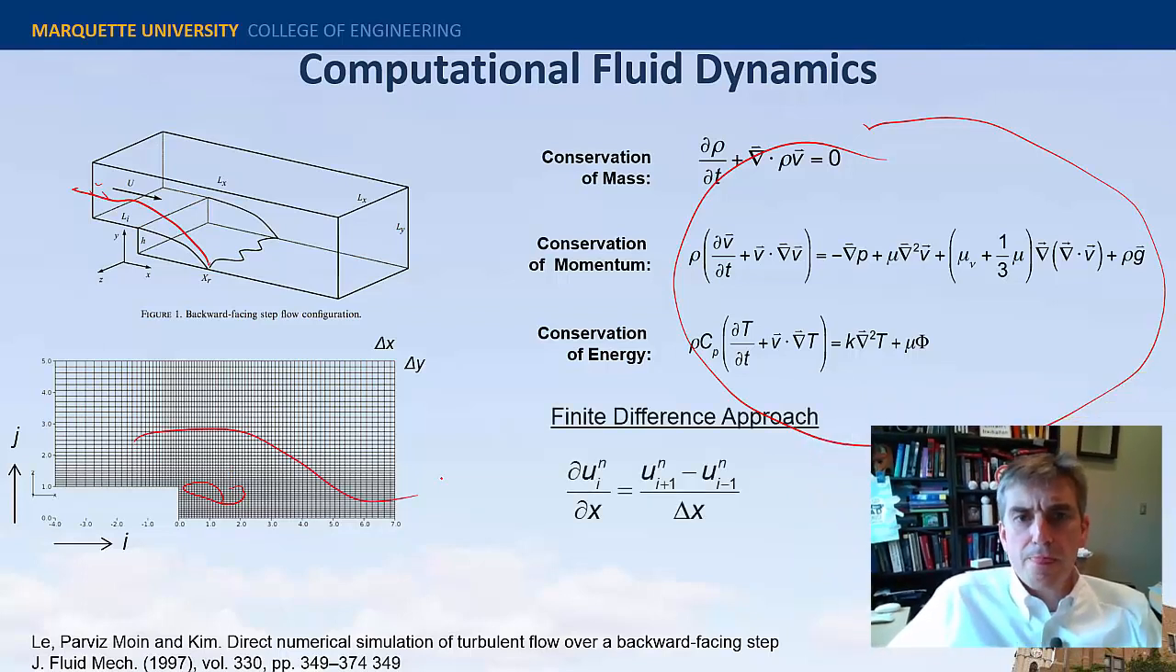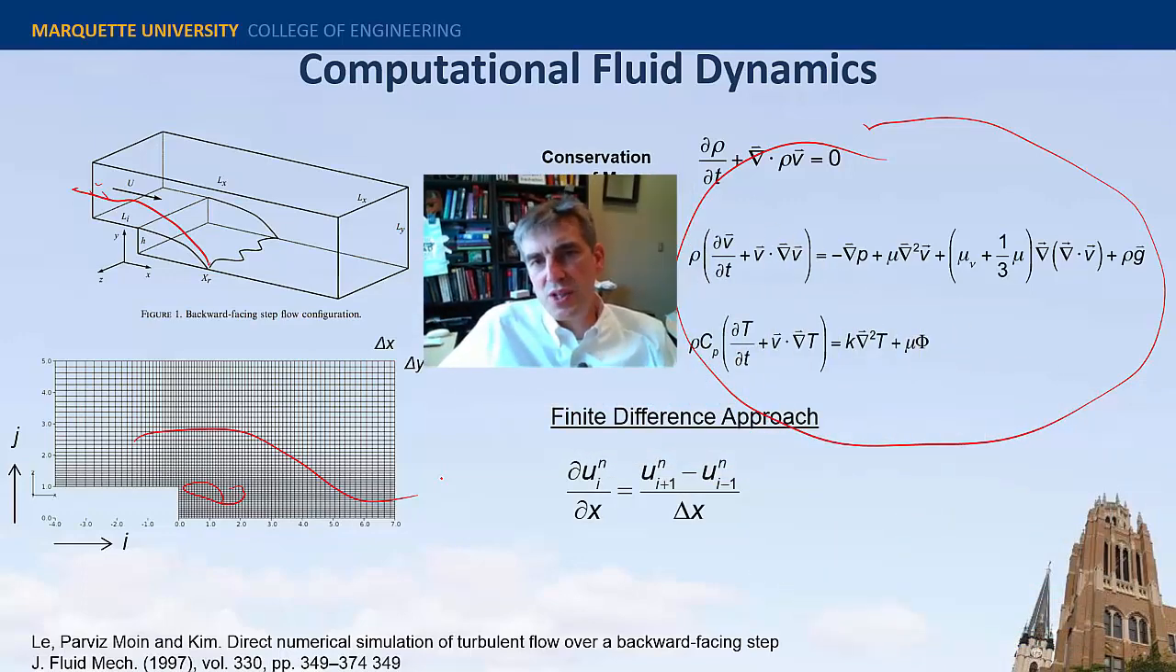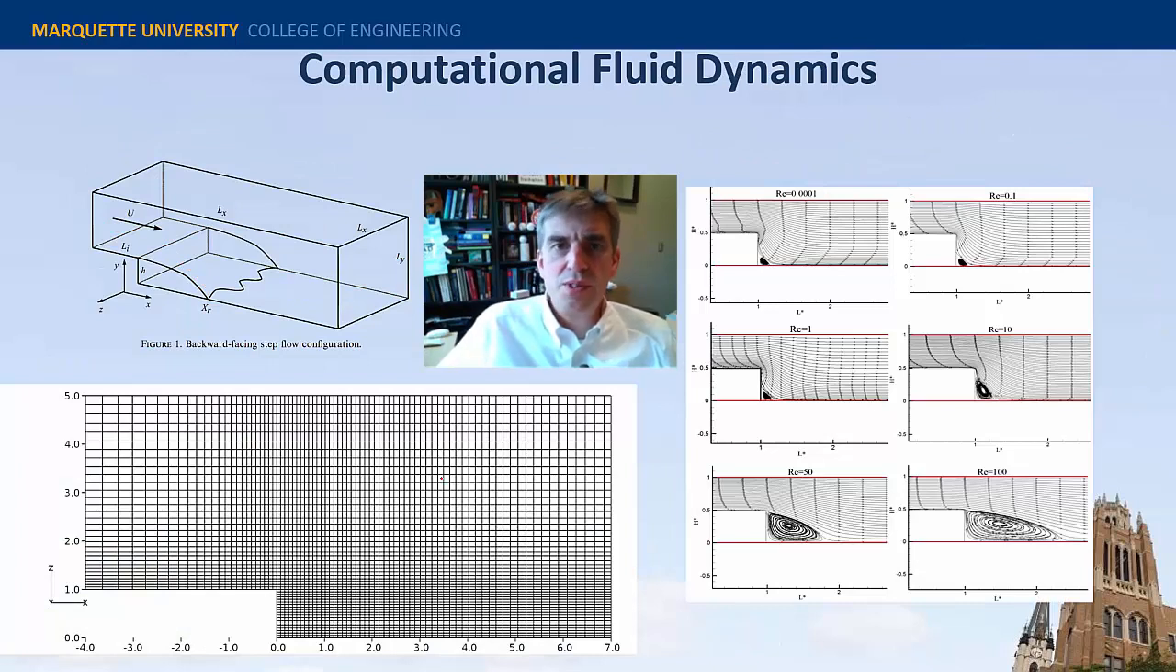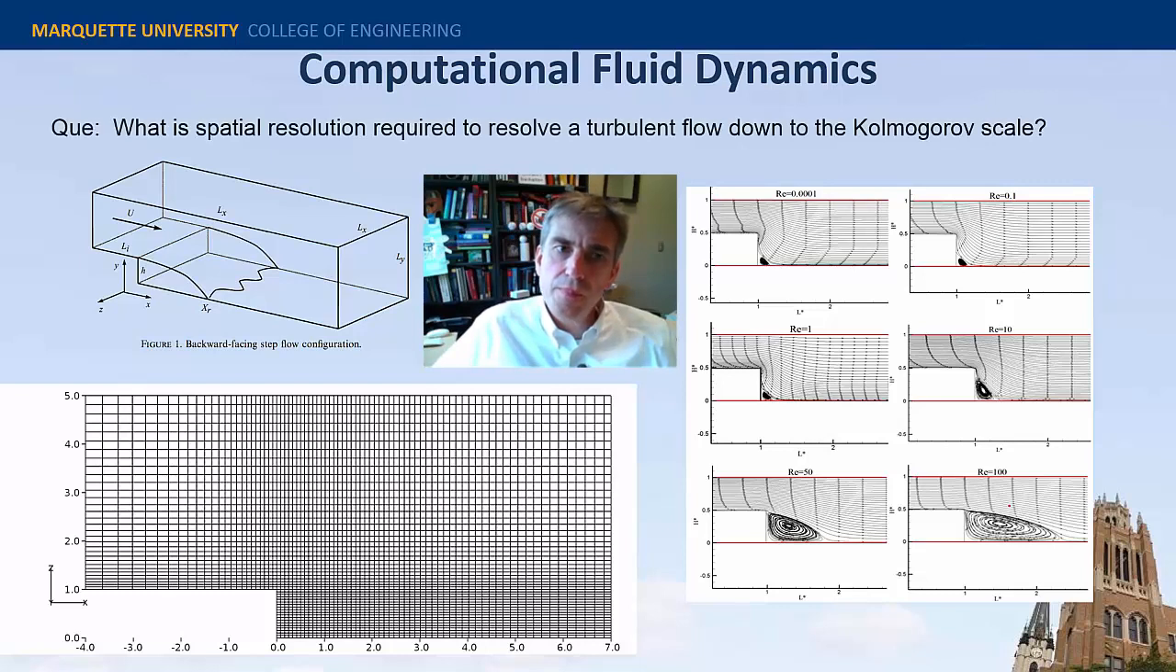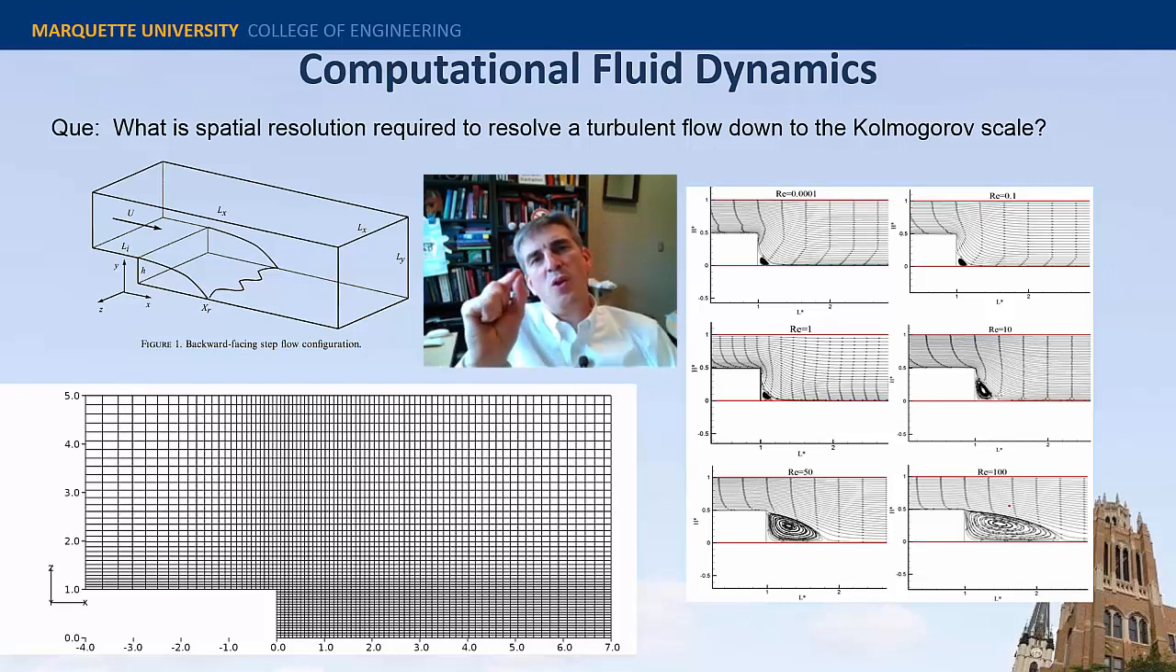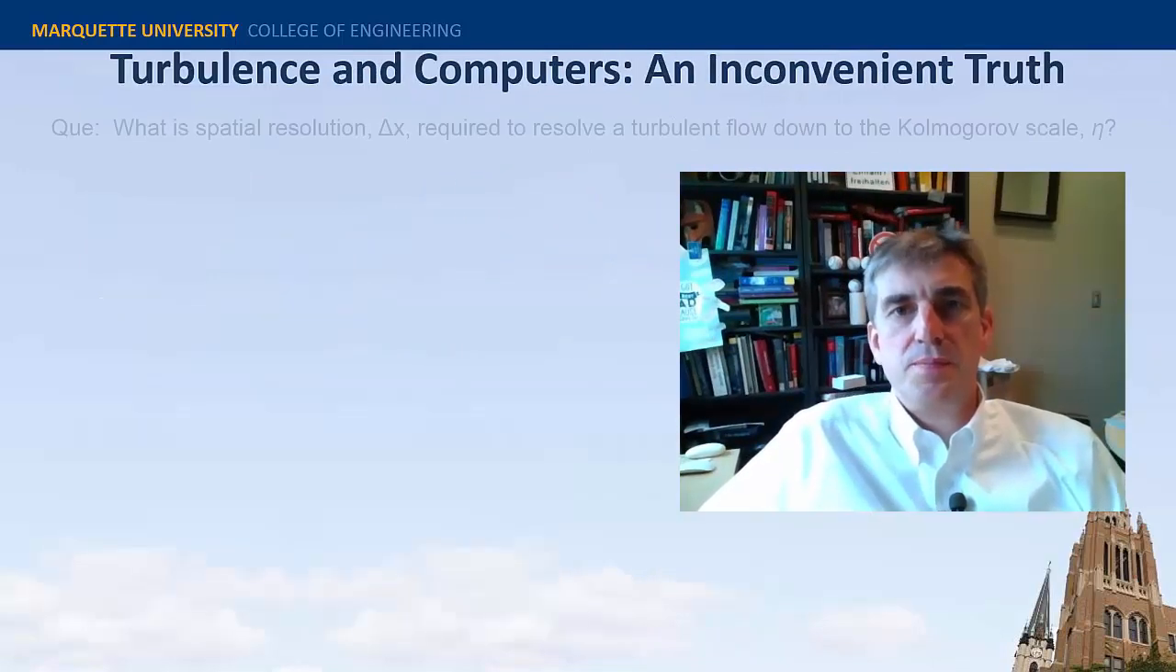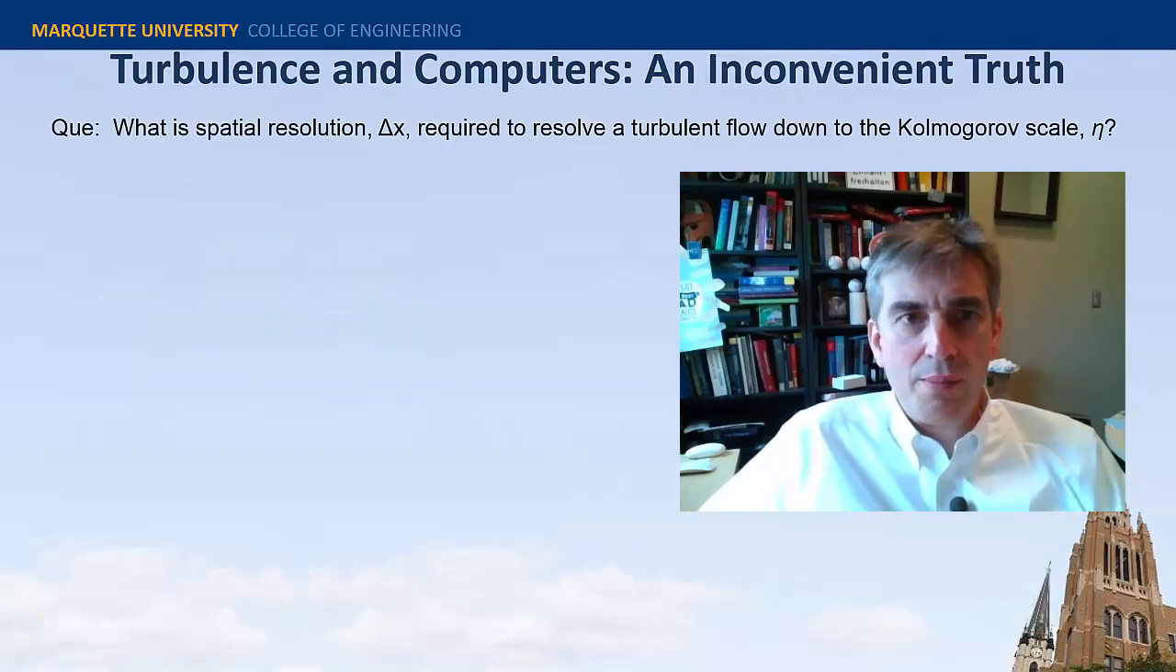All right. So using a finite difference approach, we would discretize each derivative and apply it to a domain. And here's an example of what the solution might look like. So you get this secondary flow that forms just like we saw in the lid-driven cavity flow. So what spatial resolution is required to resolve the turbulent flow all the way down to the Kolmogorov scale? And that's all the physics that's going on as far as the continuum fluid mechanics is concerned. So let's take a look at what that requirement would be.